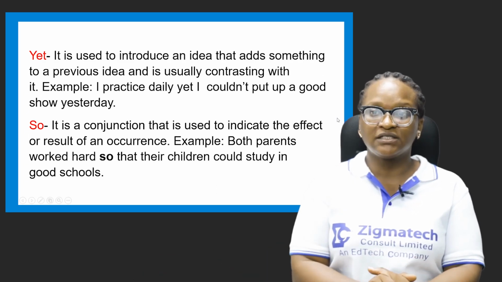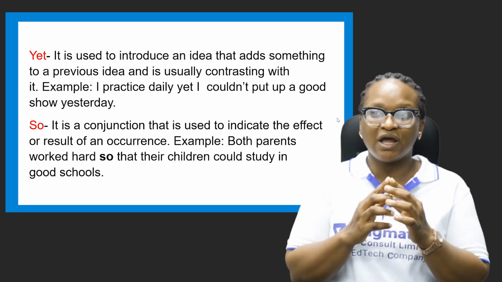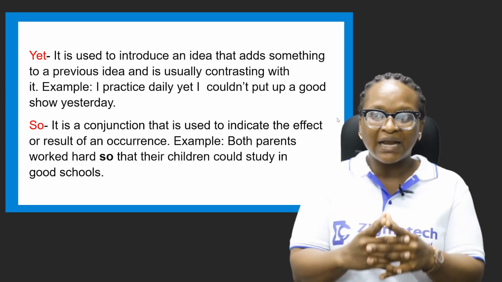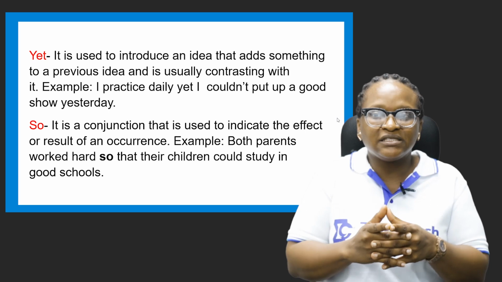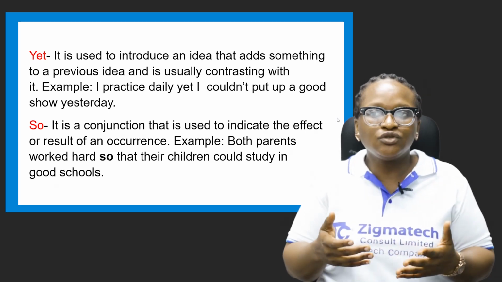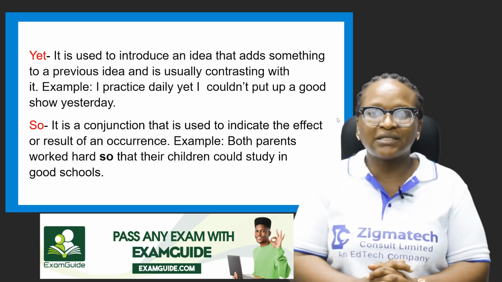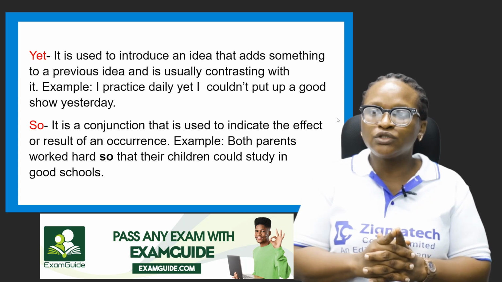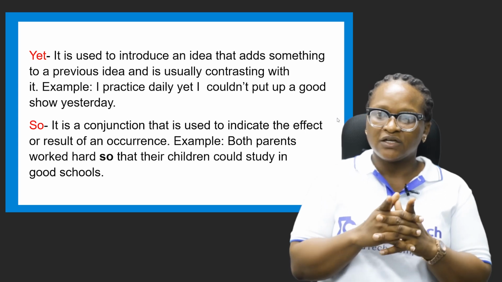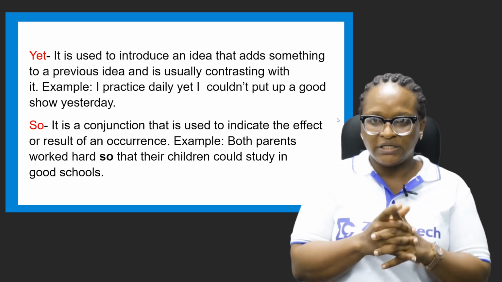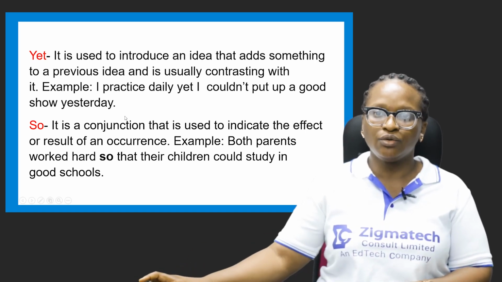All right, so we have yet. It is used to introduce an idea that adds something to a previous idea and is usually contrasting with it. An idea that adds something to a previous idea and is contrasting. I practiced daily, yet I couldn't put up a good show yesterday. All right, so this is something good you have done, but it's contrasting. I practiced daily, yet I couldn't put up a good show yesterday.